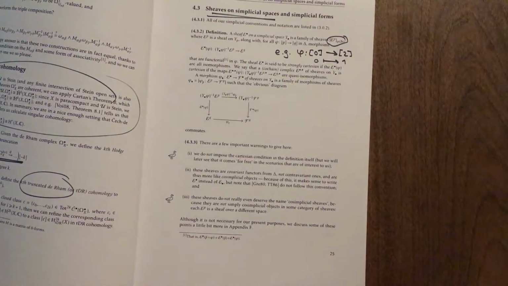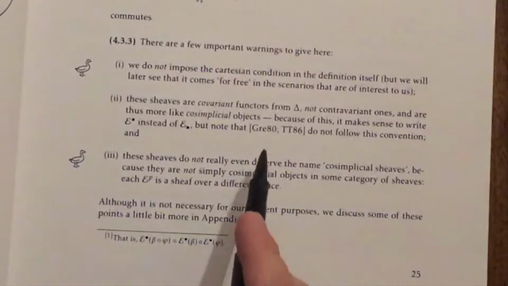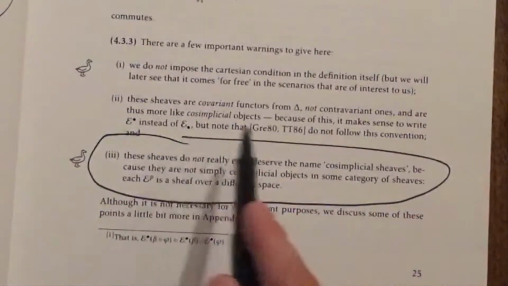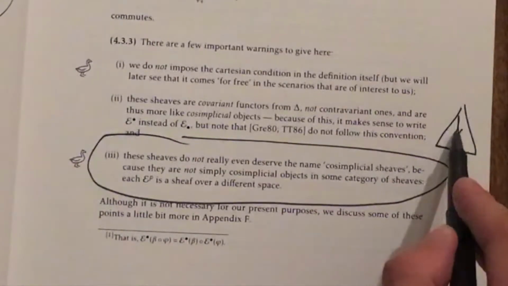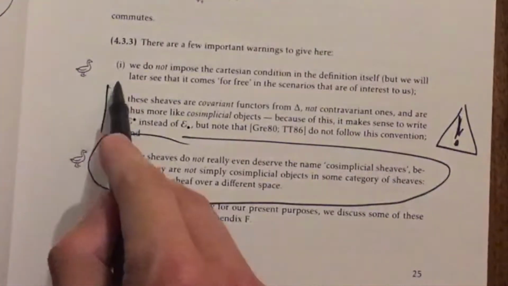These sheaves on the nerve have been called simplicial sheaves, but this is kind of a misleading name, since they're not really simplicial objects in some category of sheaves, because as we've said, each E_p is a sheaf of OX_p modules, not some global OX modules. And these objects don't even look simplicial.